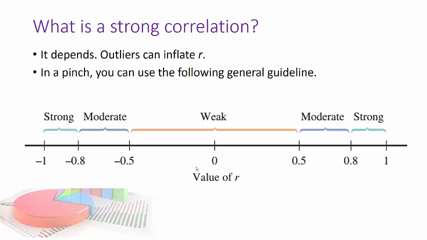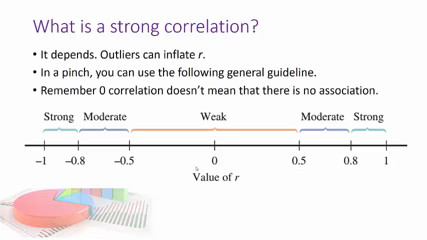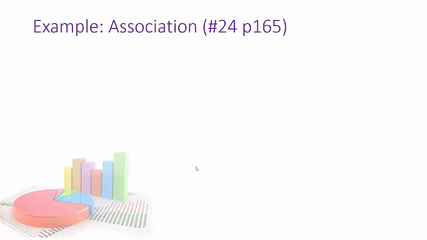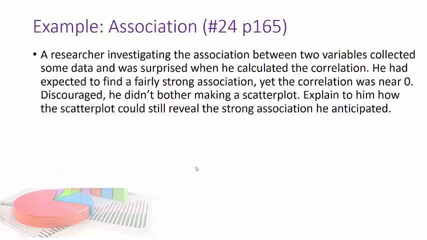You should always look at your data to make sure there's not some other reason that you're seeing the correlation. Remember, zero correlation doesn't mean that there's no association. So don't mix up association and correlation. So let's take a look at 2 other examples really quickly.